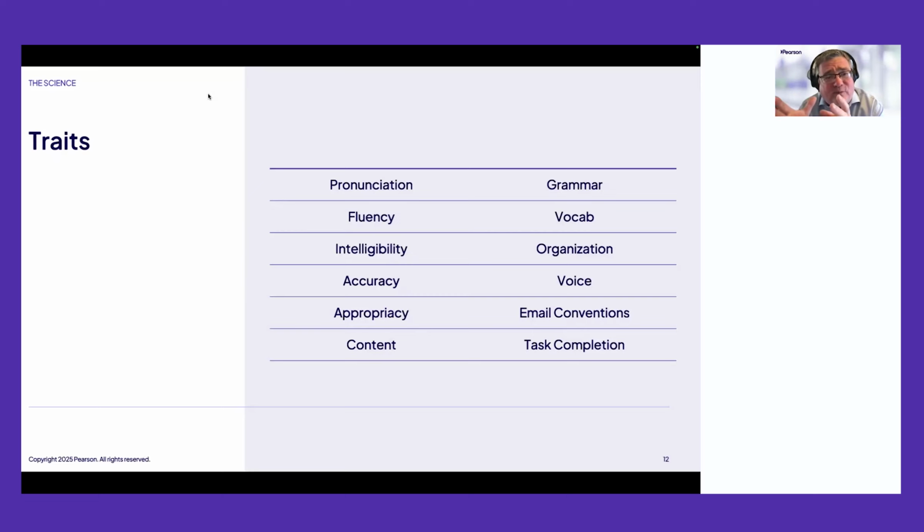So these are really the basis for the measurement of the test taker who's taking the test. So the context is communicative. What they're being asked to do is communicative.